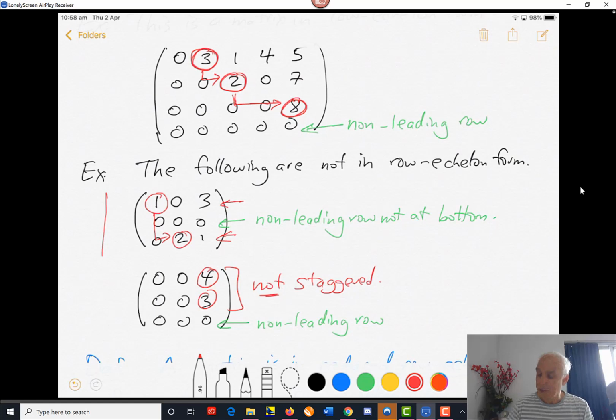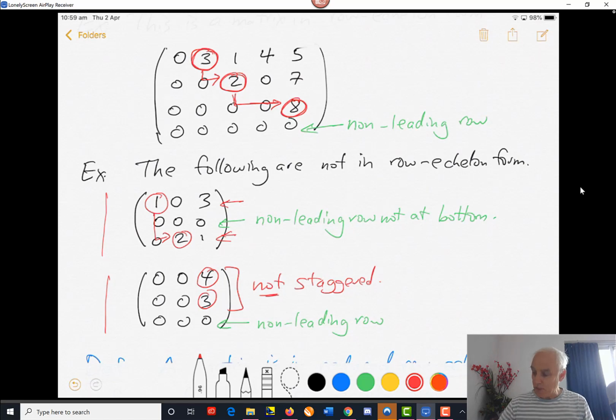And in the second example here, well, now the non-leading row is at the bottom, so that's good. But the leading entries, which are the leftmost non-zero entries in the two top rows, they are not staggered. As we go from the first row to the second row, we are not moving to the right. We're just going straight down. We have to move straight down and to the right. It has to be staggered, move right, move right, move right as we proceed down the rows.